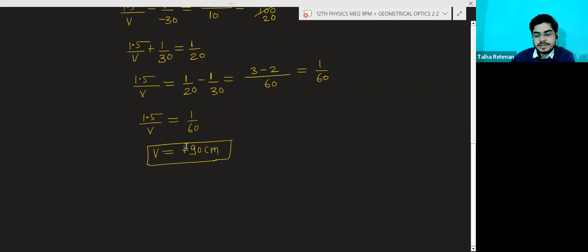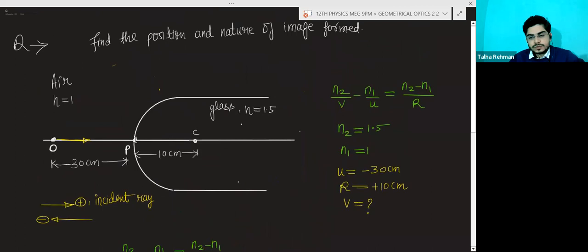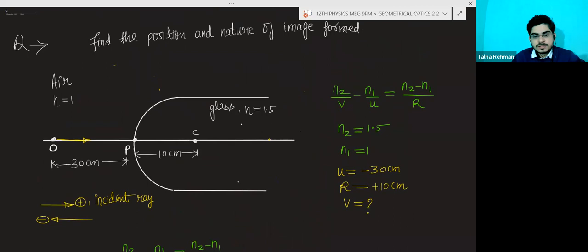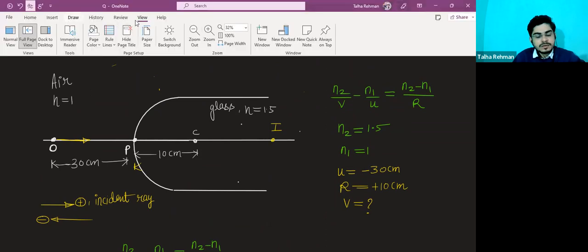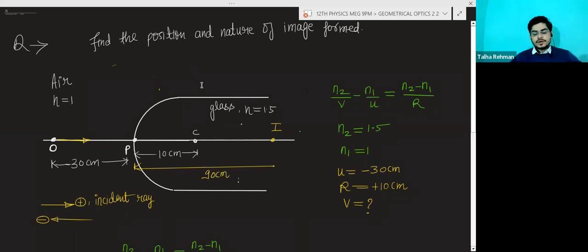So this is the positive sign here, and 90 centimeter. Positive sign means the image is formed in the direction of the incident ray. So this is a pole, and direction of incident ray is this direction. Means somewhere here you can locate the image. So you can say the image is formed at a distance of 90 centimeter like this. Now real and virtual, how we will see real and virtual.